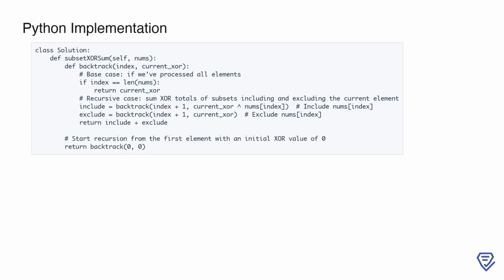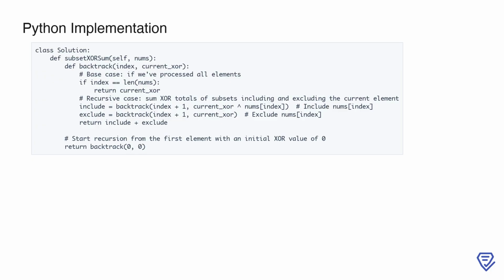This Python solution implements a recursive approach to solve the problem of calculating the sum of all subset XOR totals for a given list of integers. The function subsetXORSum takes a list nums as input. To solve the problem, we use a helper function backtrack that recursively explores all possible subsets of the array. For each subset, we calculate its XOR total and sum these values.